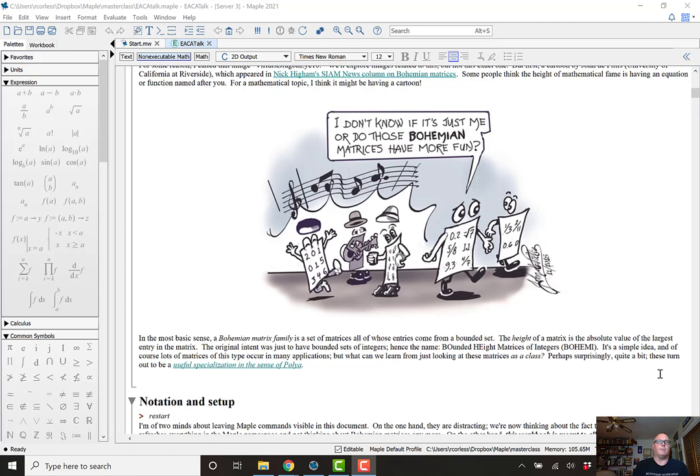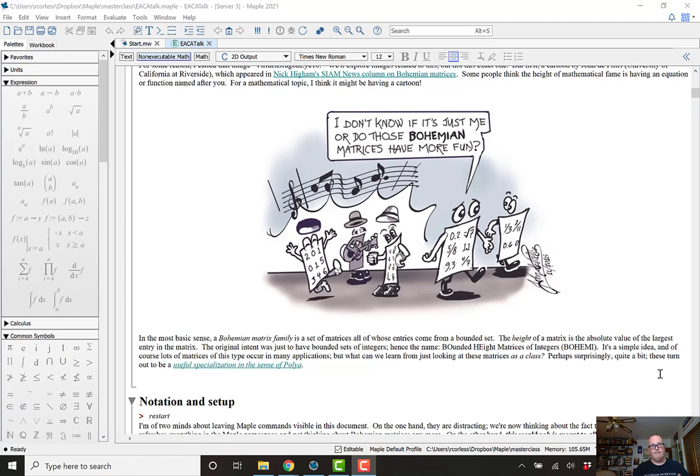What is a Bohemian matrix? In the most basic sense, a Bohemian matrix family is a set of matrices, all of whose entries come from a bounded set. The height of a matrix is the absolute value of the largest entry in the matrix. So, it could be negative.